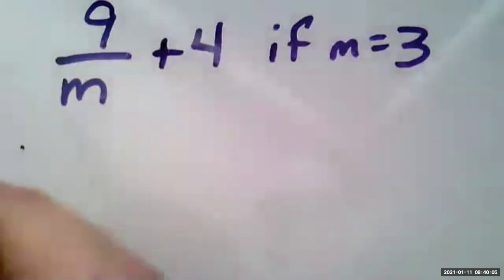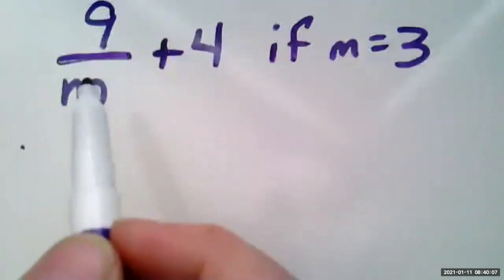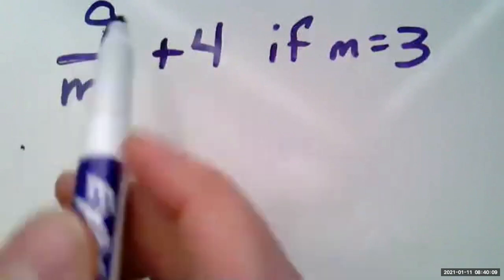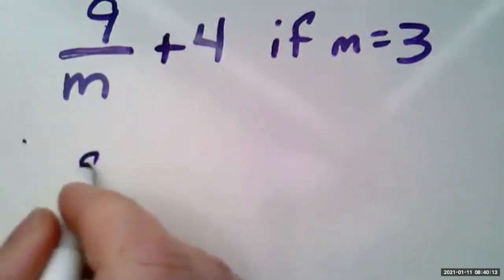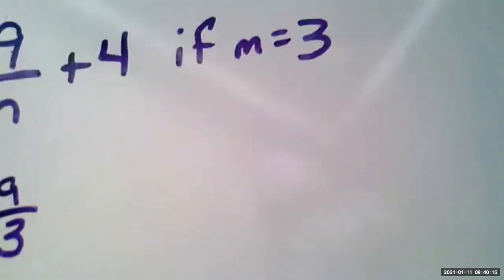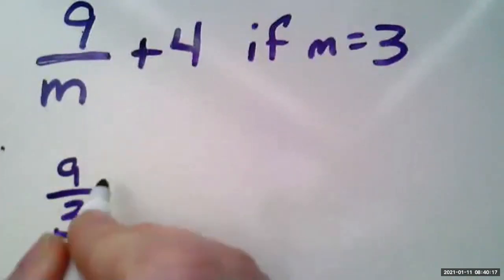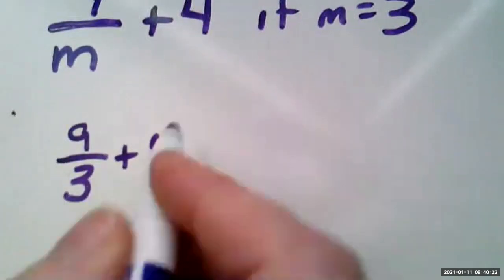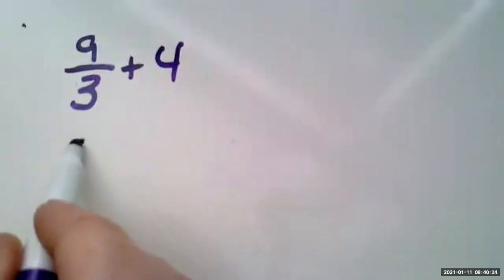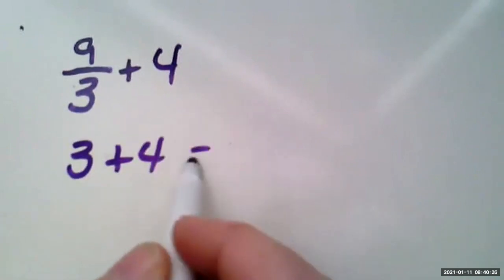Yes, you're exactly right. This line means divide. So if you have 9 over m and you replace the m, that means 9 over 3 plus 4 would be 9 divided by 3, or 3 plus 4, which is 7.